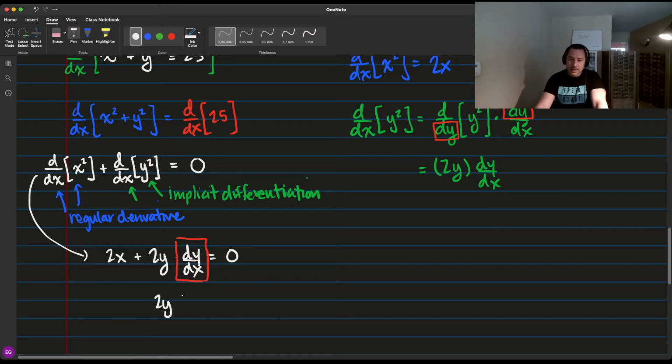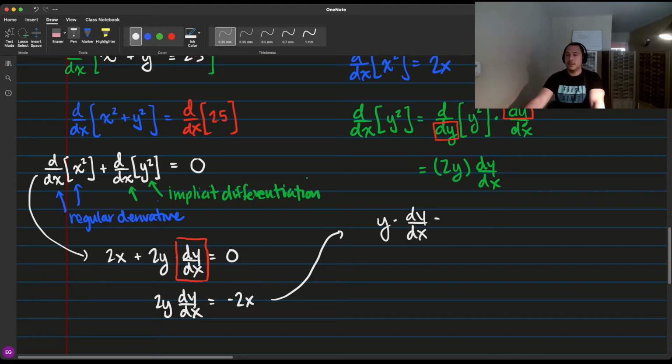So you get 2y dy dx equals minus 2x. Right, see, I just moved the 2x over. You can divide both sides by 2, and you get y times dy dx equals minus x. And then you could divide by y. dy dx equals minus x over y. And I'm done.